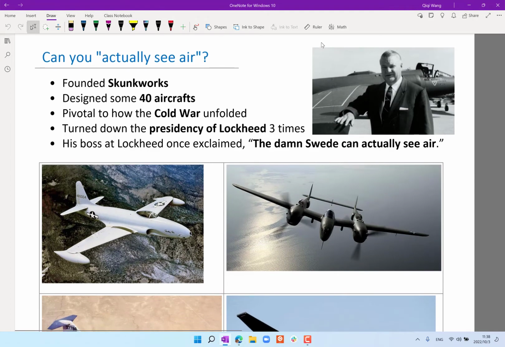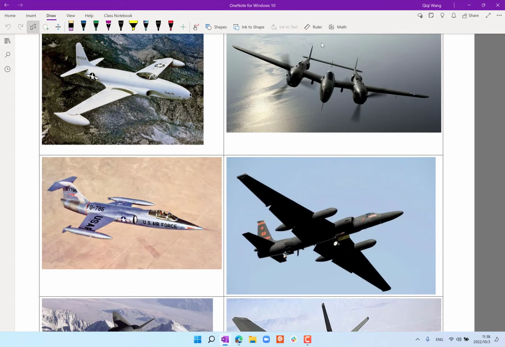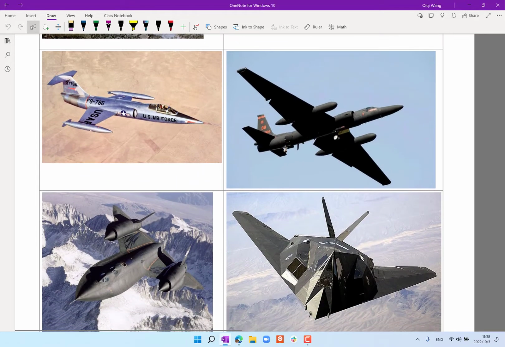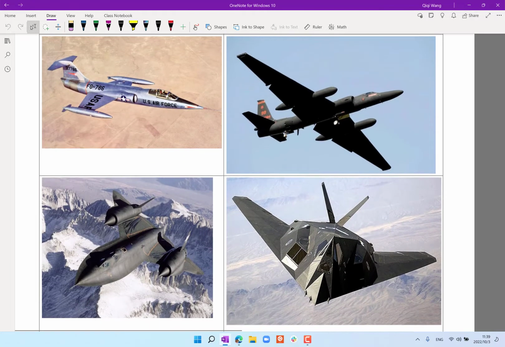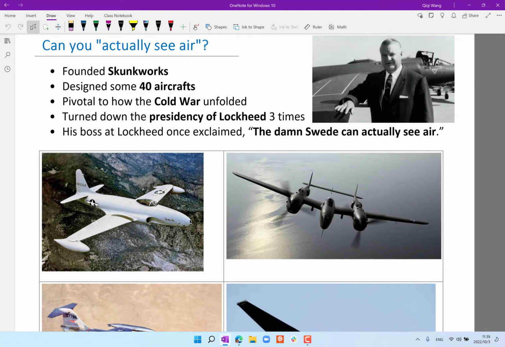Yes. These are the kind of airplanes he designed. Do you know what these airplanes are? The bottom ones are more famous. SR-71, right? That's F-117, and that's the U-2. So this guy pretty much designed all of these airplanes. Today we are going to see if we can train you to also see air. All right.